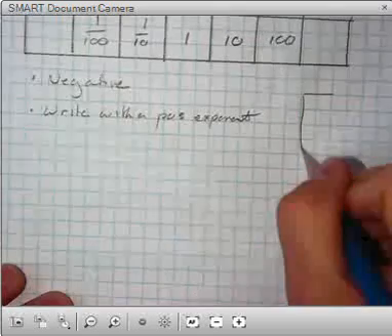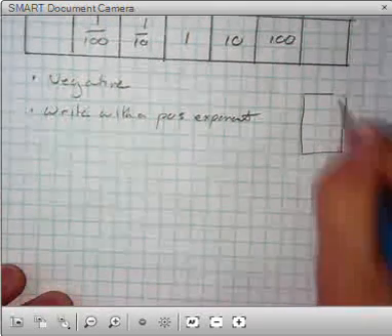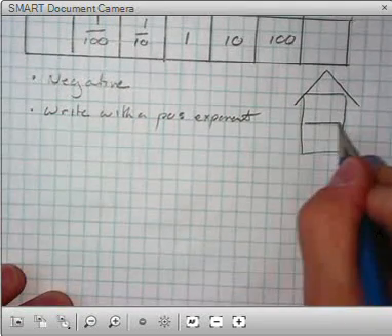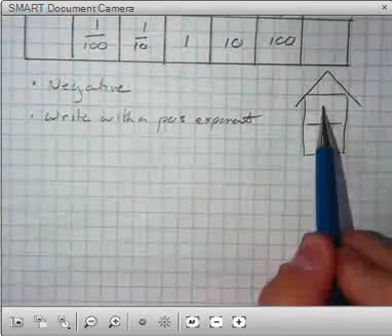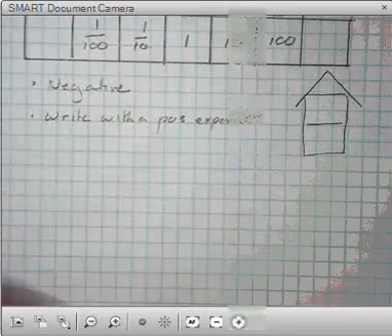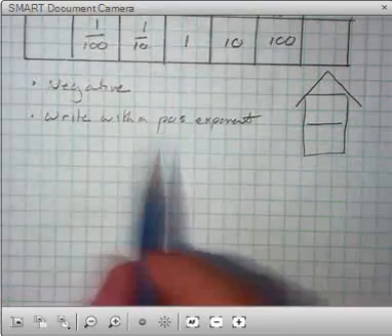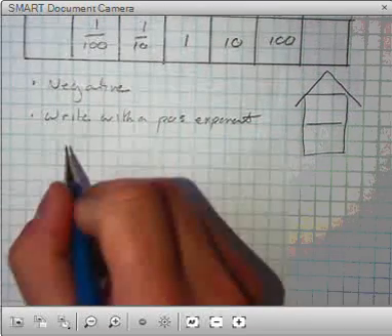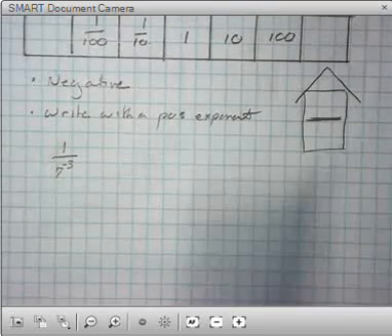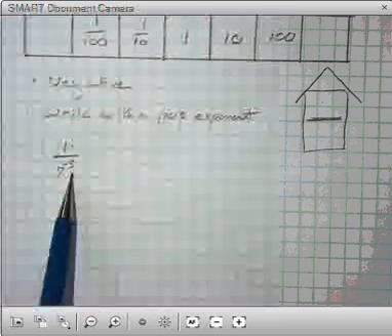I want you to draw a little house. It's got to have an upstairs and a downstairs. So you've got a house there. It's got an upstairs here, downstairs here. And then what you're going to do is, when you write with a positive exponent, so if I told you you had 1/7 to the -3, this fraction bar is the same as this floor right here. So this fraction bar, here's our upstairs, here's our downstairs.